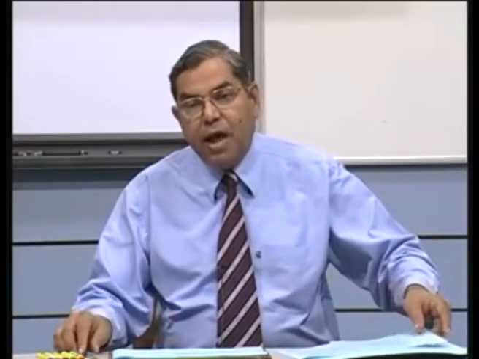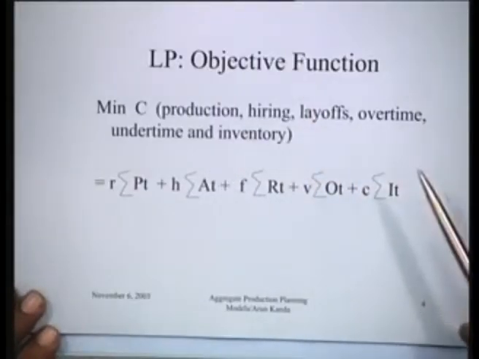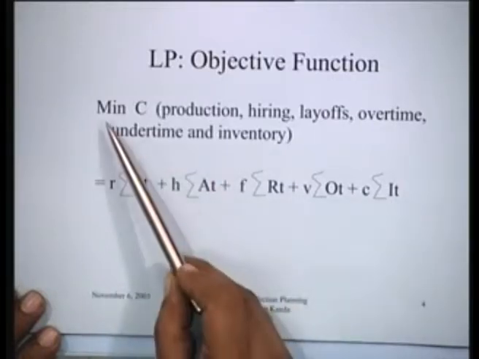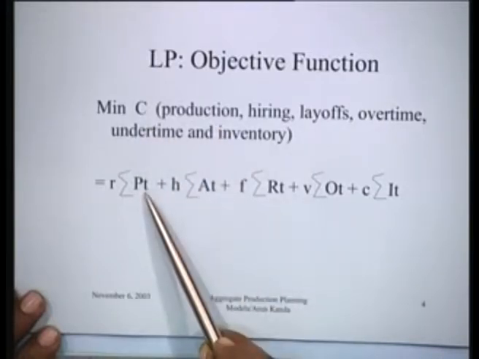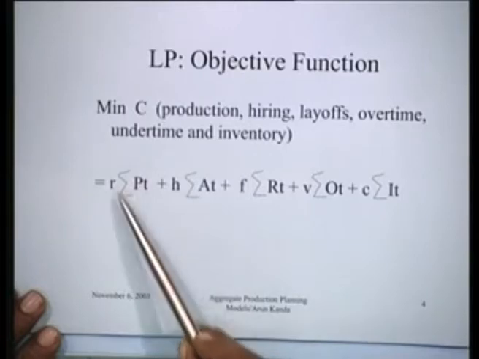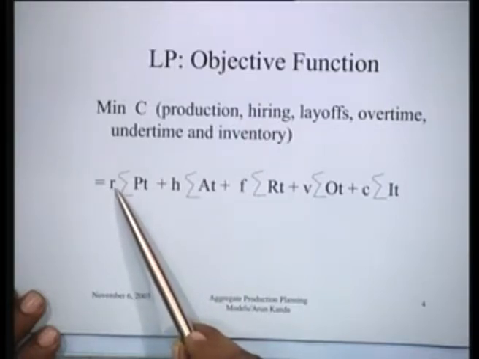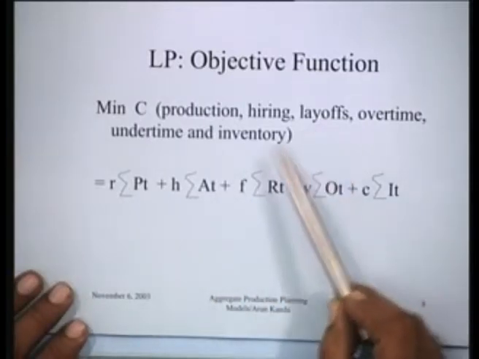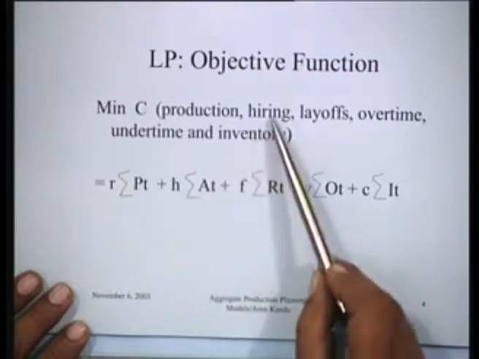Let's then develop the linear programming objective function. Basically what we are interested in is determining the production plan such that we minimize the total cost C, which is the cost of production, that is summation of PT over T. So this is the quantity produced multiplied with the cost per unit on regular time. Then we have H into AT. So this is the quantity, and this is the hiring cost, H.